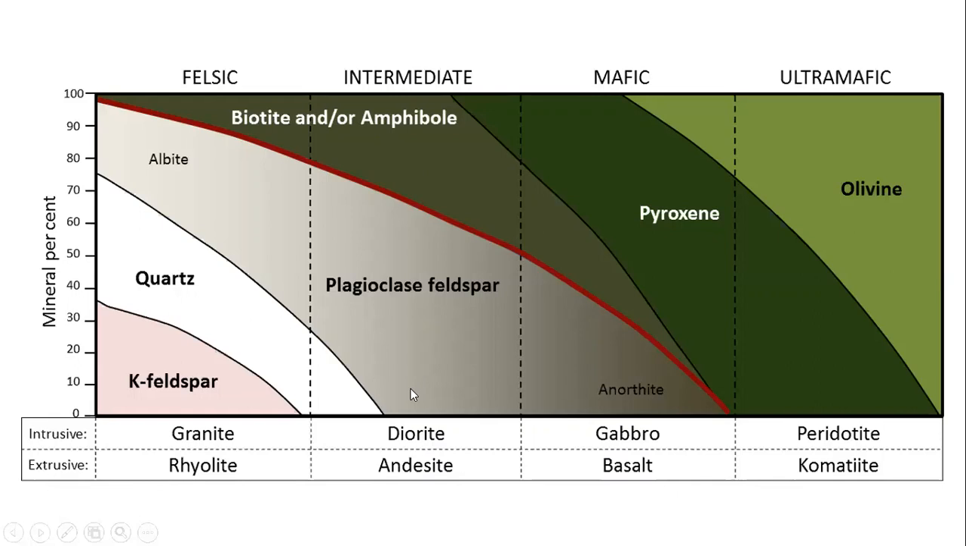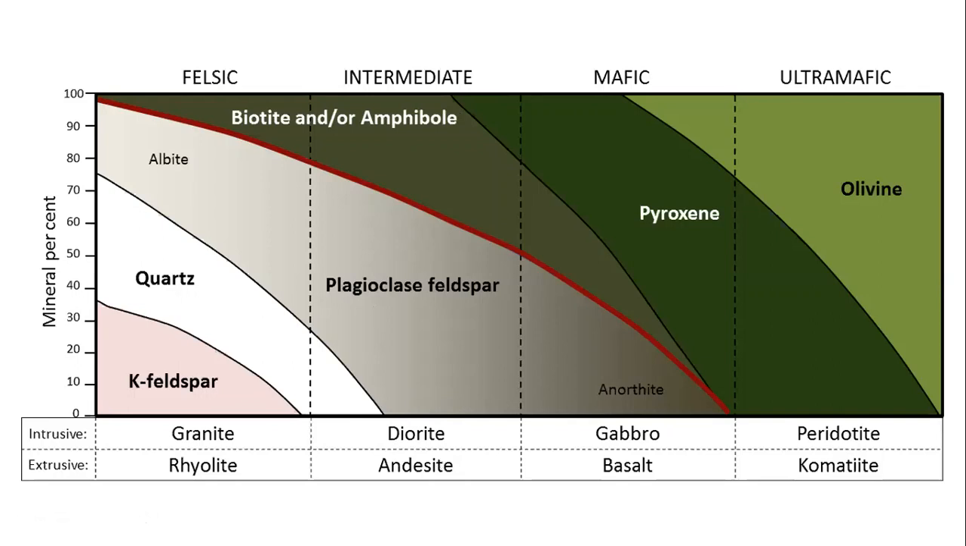On the other hand, intermediate rocks have quartz as well as plagioclase feldspar, and they also have mafic minerals such as amphibole and pyroxene, as they contain both the mafic and felsic minerals. And the examples of intermediate rocks are diorite and andesite. Diorite is the intrusive equivalent of andesite.